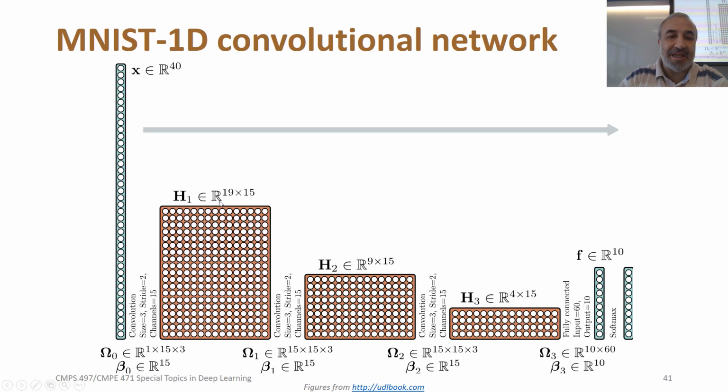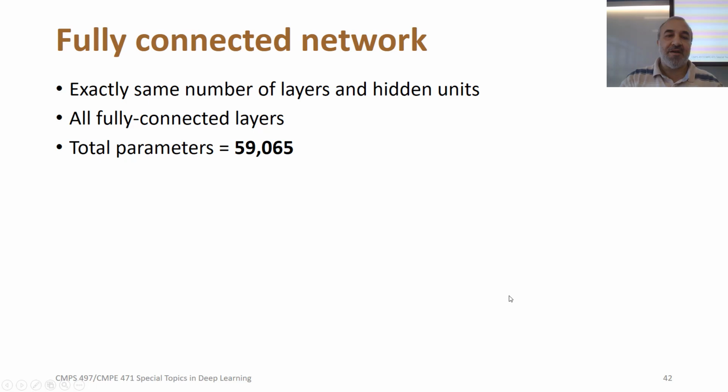So this has 19 times 15 hidden units, right? So we will have a hidden layer with that size, another hidden layer of that size, of course, 1D, and another hidden layer of that size. Okay, and the total will be 59,000 parameters versus 2,000. Okay, so a huge reduction in parameters, of course, because they are shared, right? Now we will compare the performance between the convolutional network and the fully connected network. Which one do you think will produce better performance?